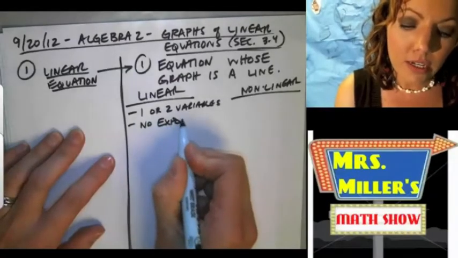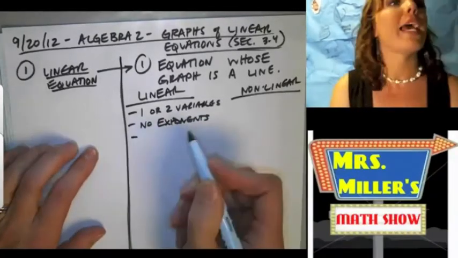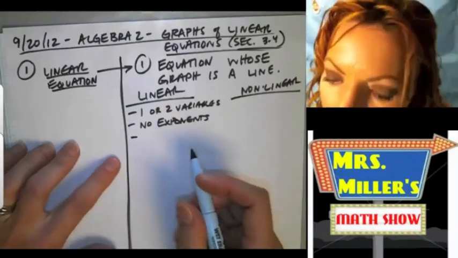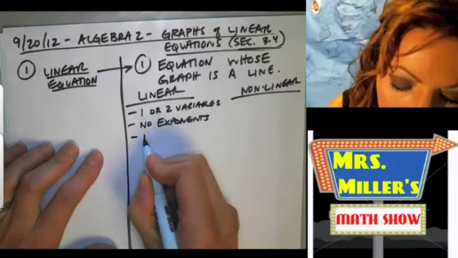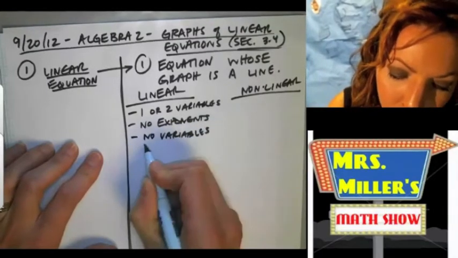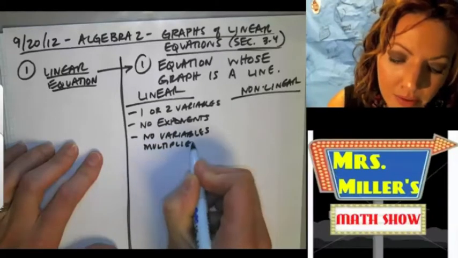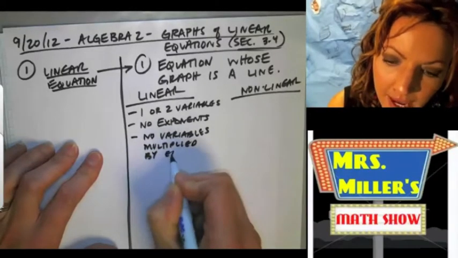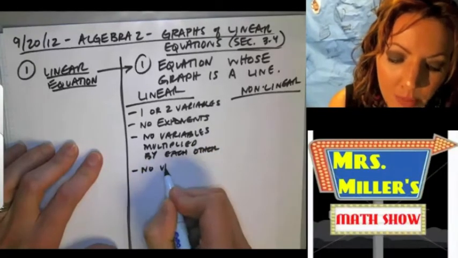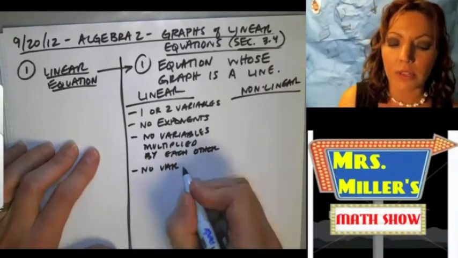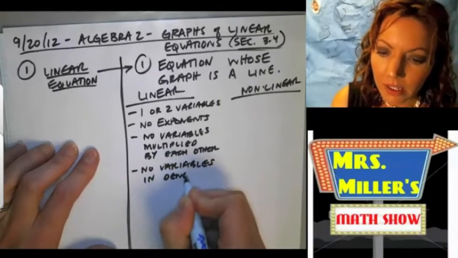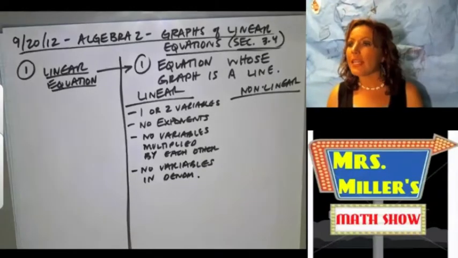Okay, next, no exponents. So again, what we're going to do is use this list and go through and look at equations and see if we can pick out which ones are linear and which are not. Next, there are no variables multiplied by each other. And we have no variables in the denominator. So remember, a variable is just a fancy word for letter. Okay, so no variables in the denominator. All right, so that's our linear list.